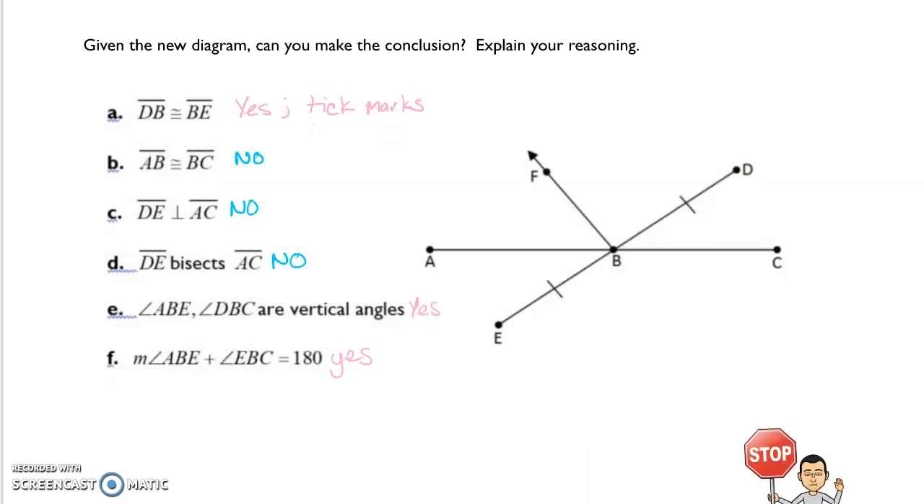For B, C, and D, you cannot draw that conclusion. There's not enough information to make those conclusions. E and F, you can. For F, we can assume straight angles, and because we can assume straight angles, we can also assume vertical angles. If you don't remember, vertical angles are 2 angles formed by intersecting lines. Because we can assume lines, we can assume vertical angles. So angle ABE, this angle here, and angle DBC here are considered vertical angles.